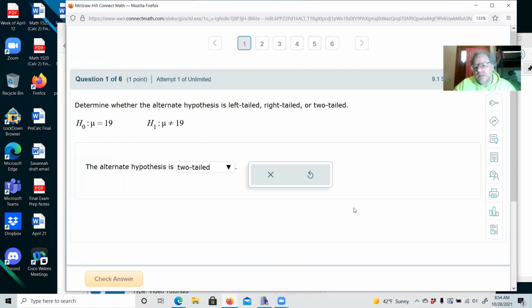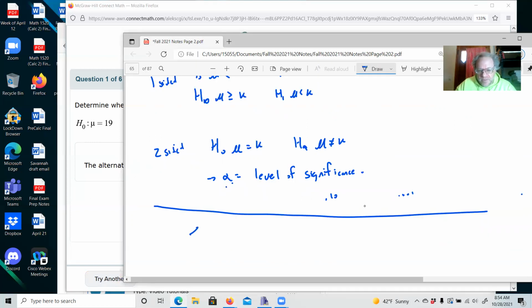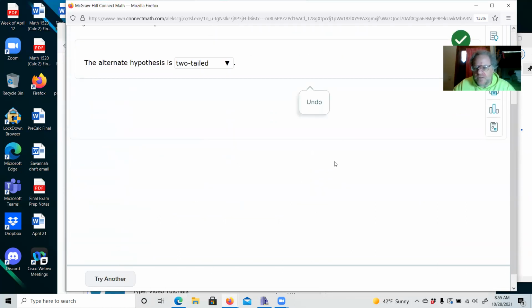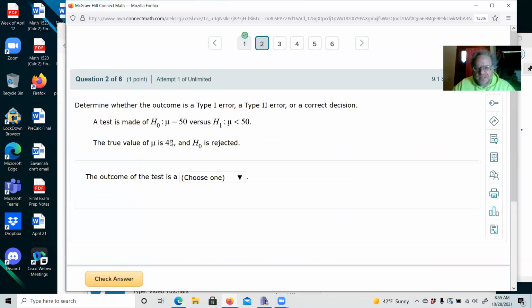So we'll go ahead and write that down. For the alternative, HA is mu is less than something. That is the left side one. And if it's greater than K, that's the right side. So let's go ahead and just continue. 9.1 is kind of nice, it's not involved.